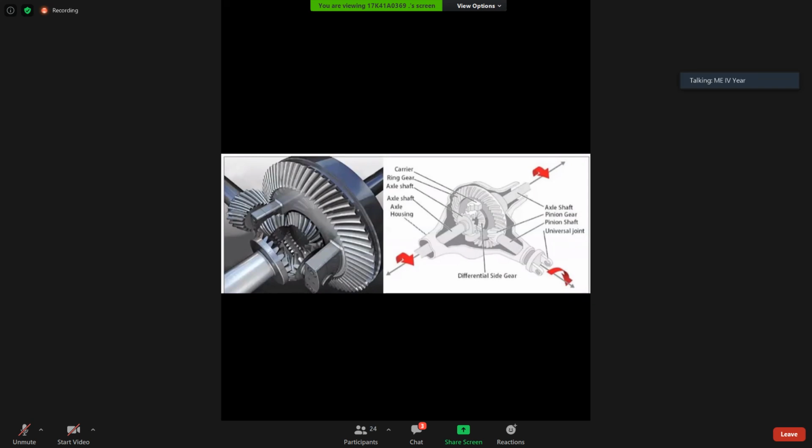So you have said that using this differential, we are transferring the power from the engine to the wheels. Yes, sir. You are transferring the motion at 90 degrees. The propeller shaft is coming and it is transferring the power motion in a perpendicular direction. One more function of the differential, anyone who wants to add?